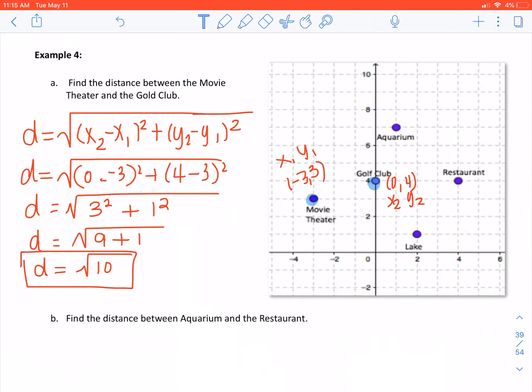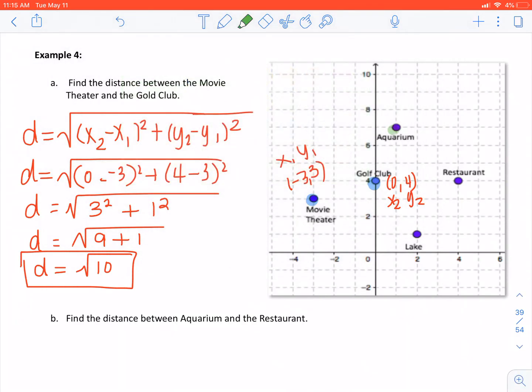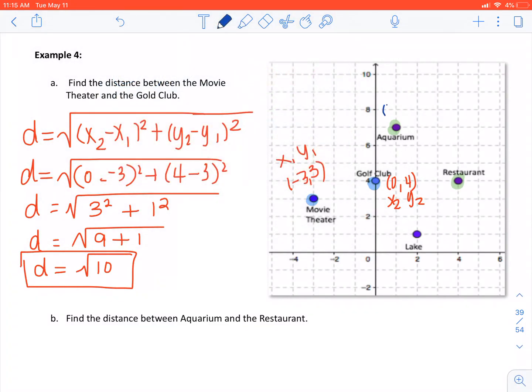All right, part B says find the distance between the aquarium and the restaurant. So here's the aquarium. I'll do this in green. Here's the restaurant. Okay, so we're going to call the aquarium, well, let's figure out what the point is first. So that's (1, 7). We'll call that x1, y1. And the restaurant is at (4, 4). We'll call that x2, y2.